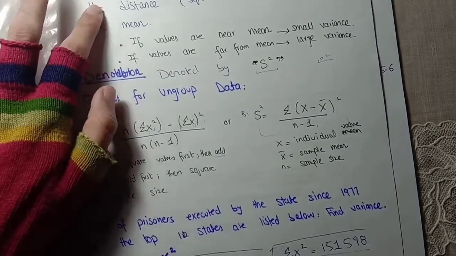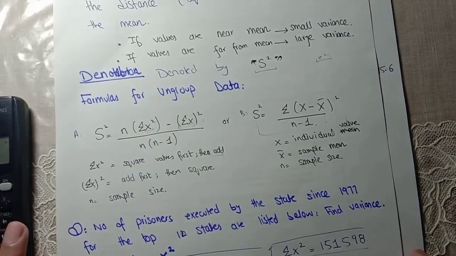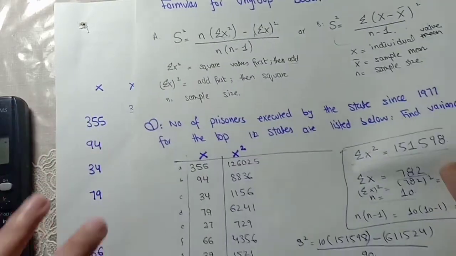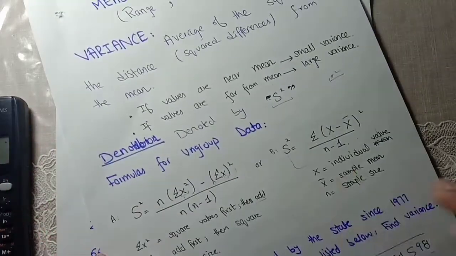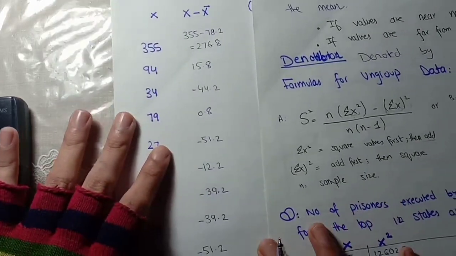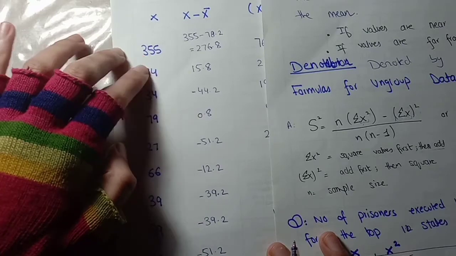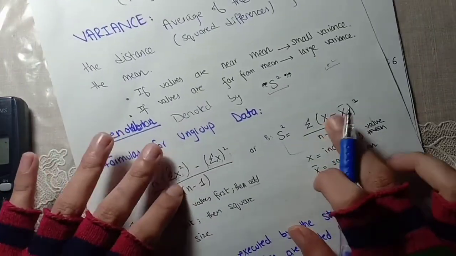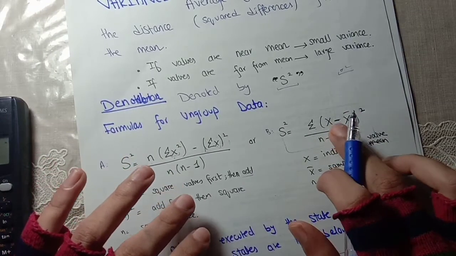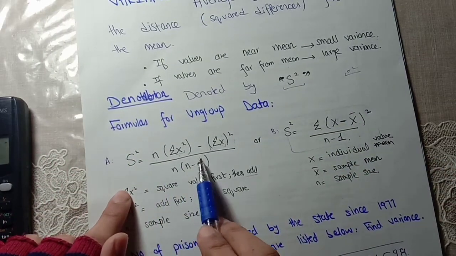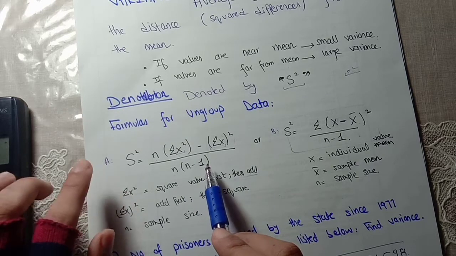It is the variance for ungrouped data. Now we are going to solve the same question with the same values through formula B. X is the individual value, meaning a single value. Keep in mind that formula B is the lengthy one. I prefer to solve the question with formula A, because it is easier and there are fewer chances of mistakes.